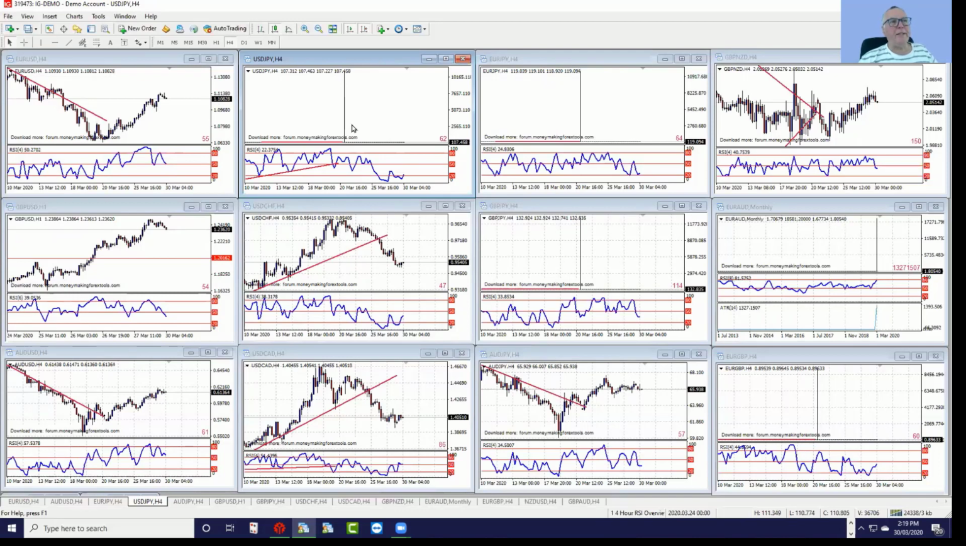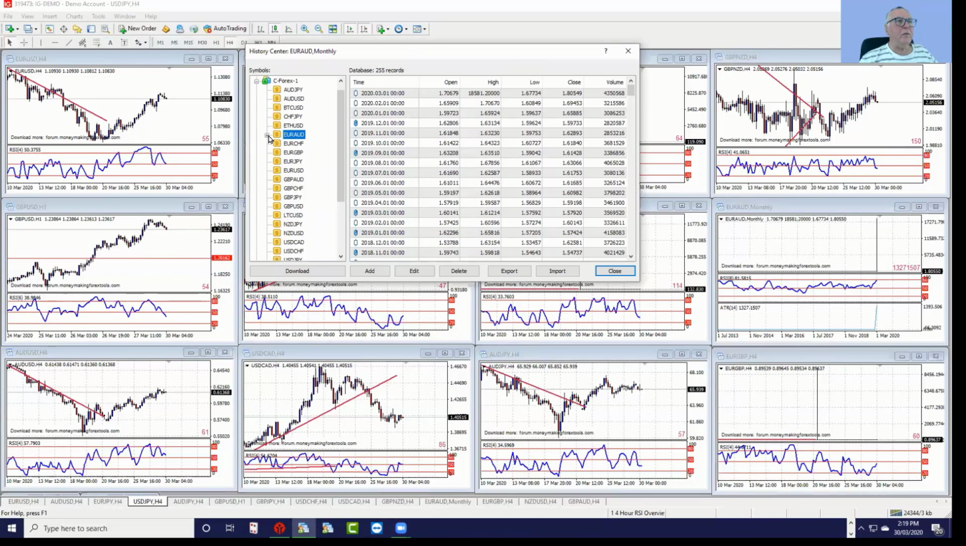So how do you fix this? Now, this is the yen 4 hour. So I'm going to show you how you fix it. You go into Tools, History Center, and it'll bring up the History Center like that. Then we go to, we were looking for the yens.